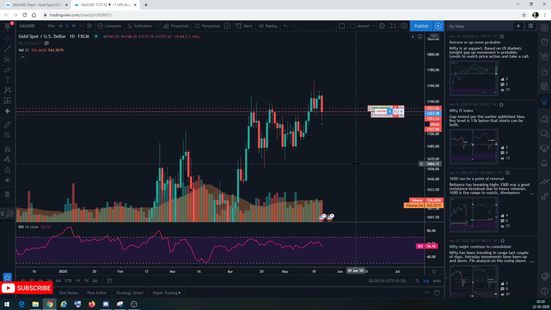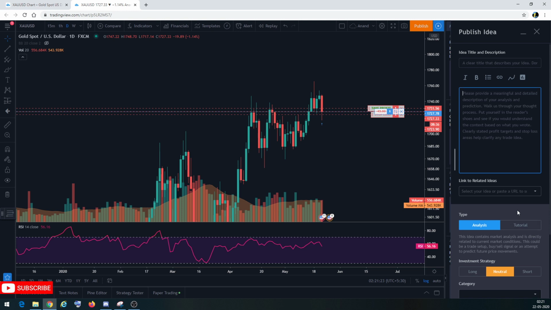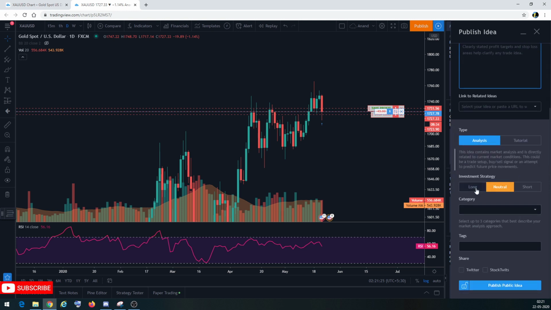Okay, so let's say you go to publish, and once you go to publish, you can see on the right hand side the screen pops up. You can put a clear description, you can use the font size, you can put a lot of detail in terms of what your analysis is, why you are saying short, you are seeing RSI divergence which is happening, and you think gold's going to move down or move further down, and you think this is a good risk ratio, etc. You can do all that, and you can say whether you are long or short over here. Like in this case we are short.